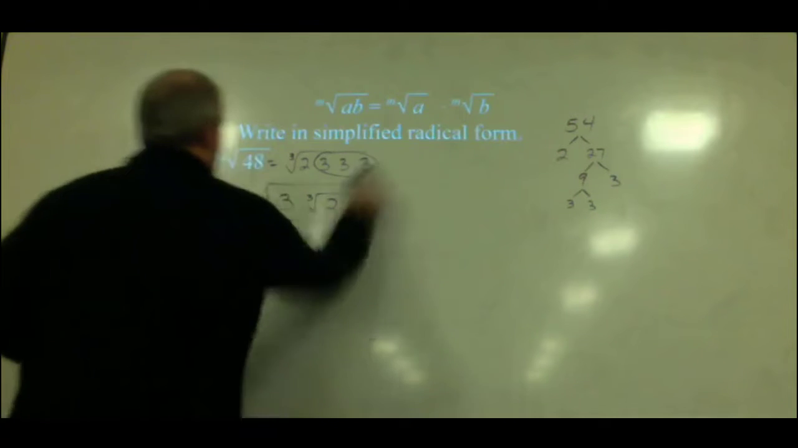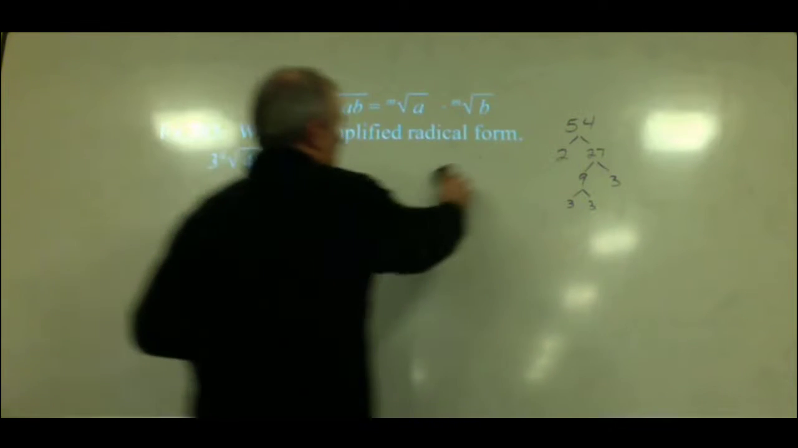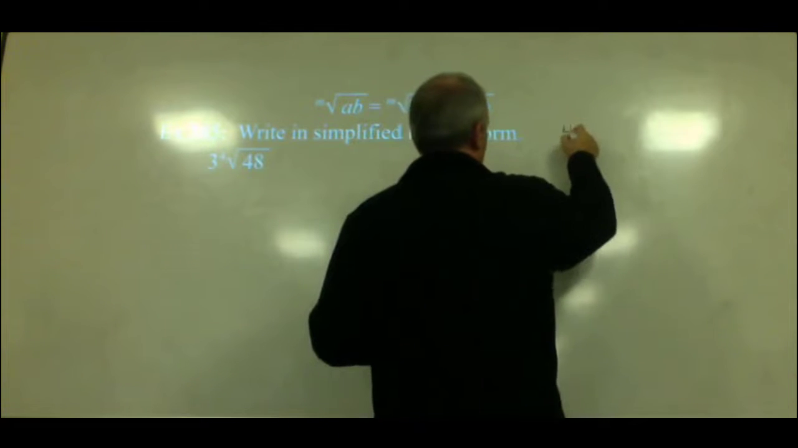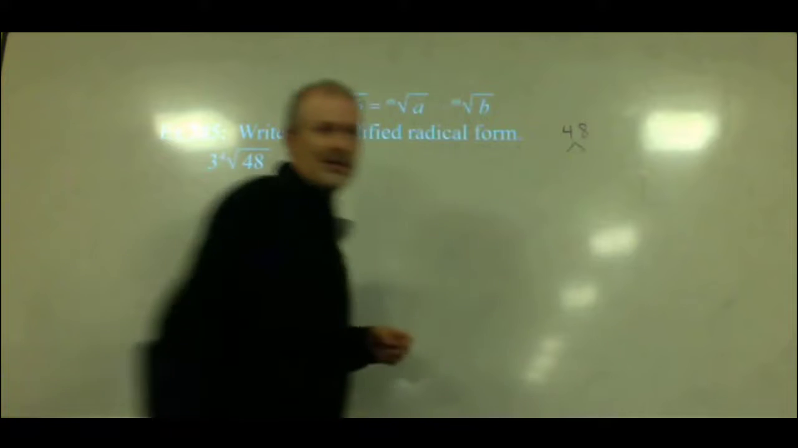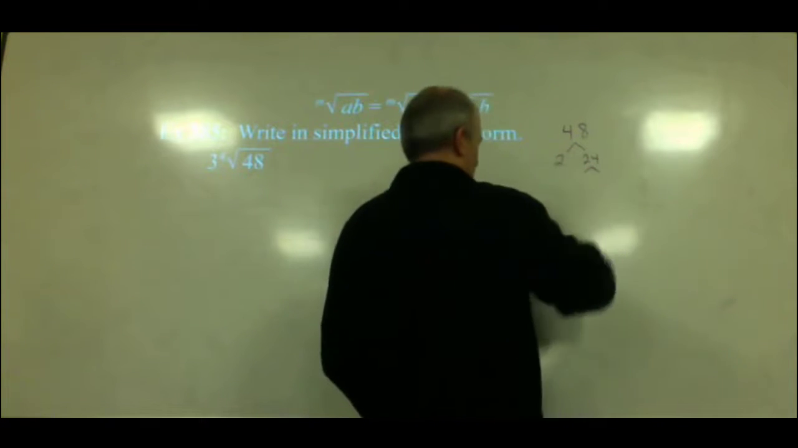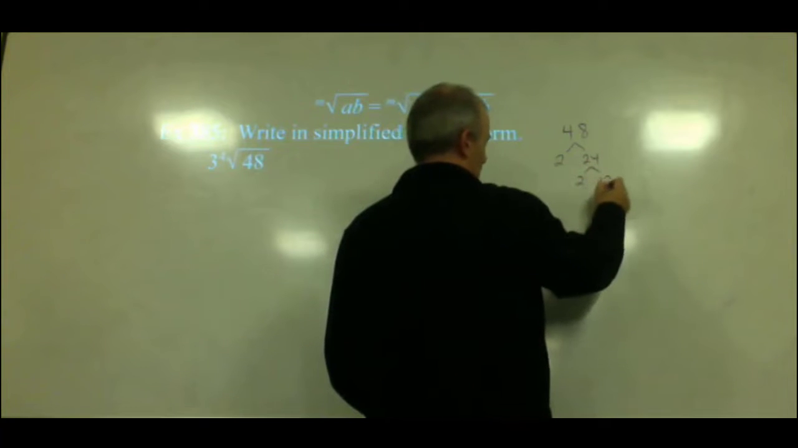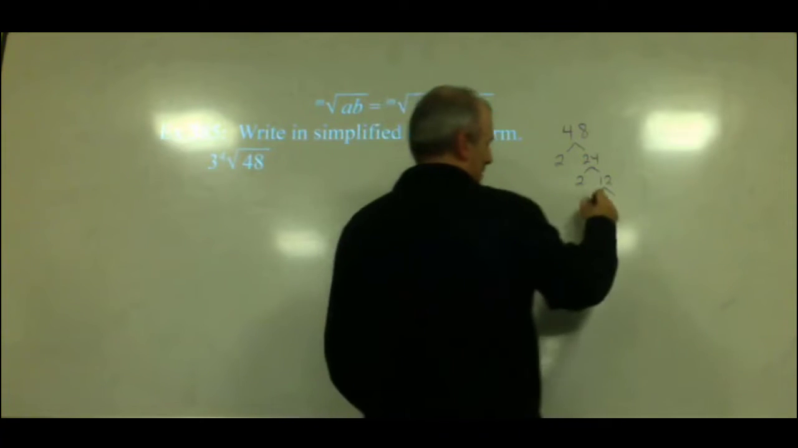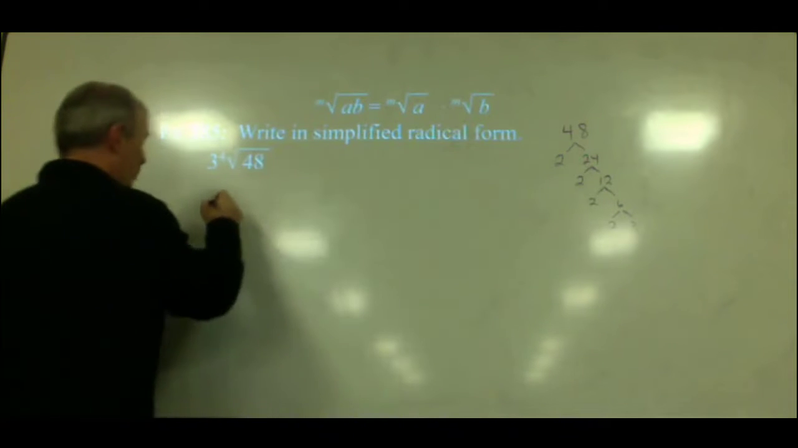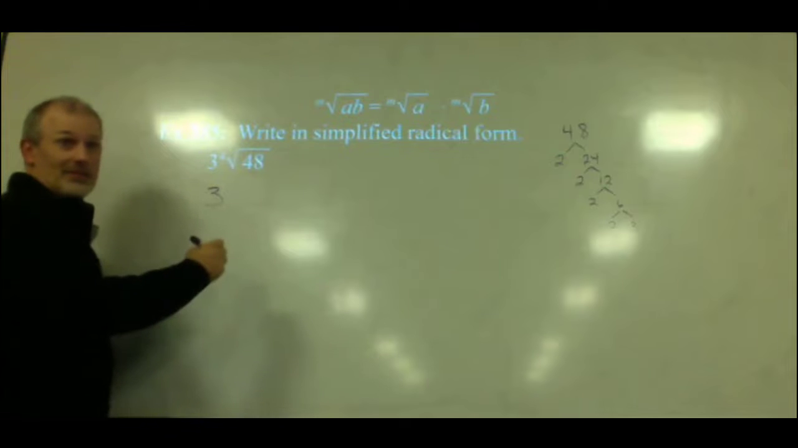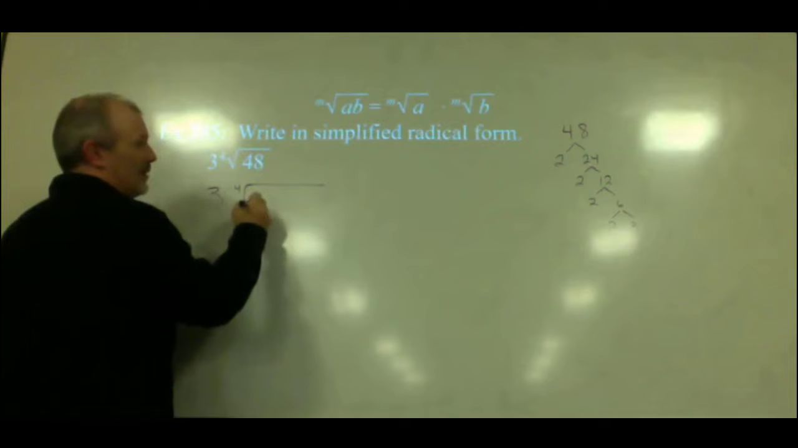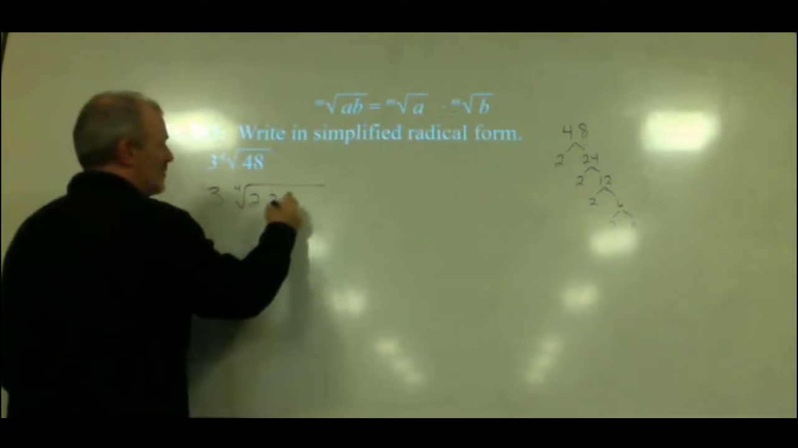This time, we've got the 3 on the outside, and we've got a 48. Let's start out by breaking up the 48. How can we break up 48? 2 and 24. And how can we break up 24? 2 and 12. Then 2 and 6. And then 2 and 3. Remember, we still have this 3 on the outside. That doesn't go away. And then we're doing the 4th root of 2 times 2 times 2 times 2 times 3.